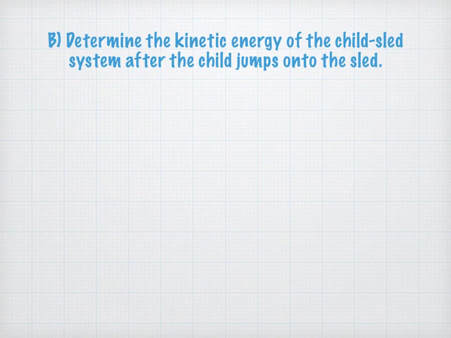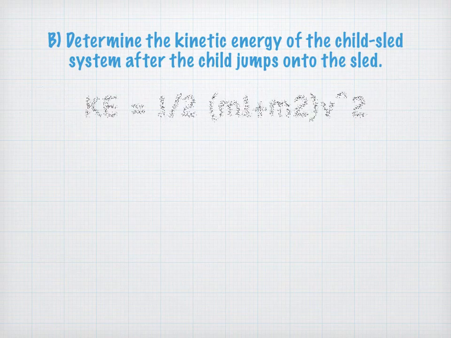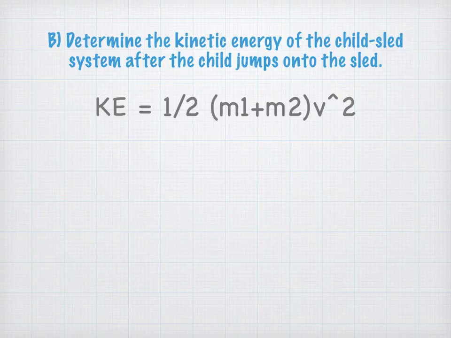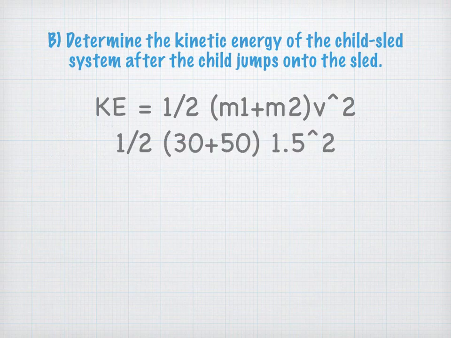Part B. Determine the kinetic energy of the child-sled system after the child jumps onto the sled. You're going to use the equation KE, which is the kinetic energy, is equal to half times m1 plus m2 times v squared. m1 is 30, m2 is 50, and v is 1.5, which is what we solved for in part A.